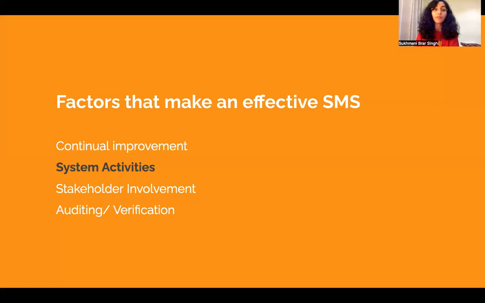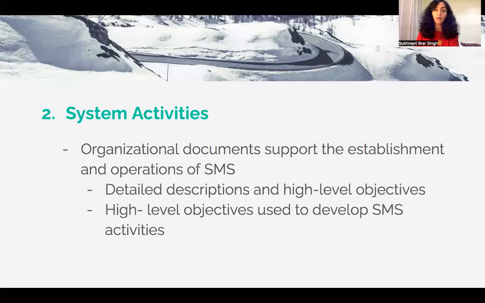All right, so that covers the first factor that makes an effective SMS, continual improvement. The second aspect is systems activities, and there are two parts to this. First of all, you want to have a detailed description of your high-level objectives, right? So these are like your health and safety policy, for example. And then you want to have those high-level objectives being used to develop SMS activities. So that includes things like your safe operating procedures, SOPs.